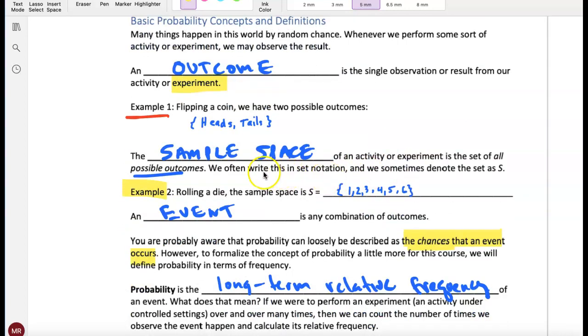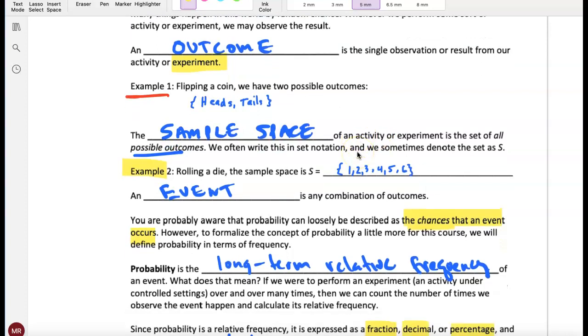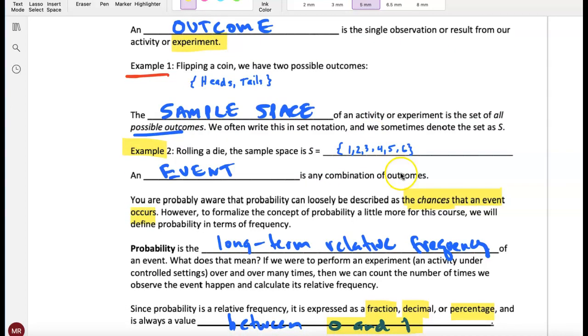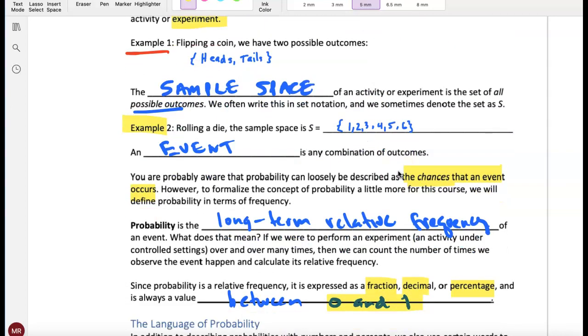And so the sample space, of our activity or the experiment, is the set of all possible outcomes. That's the sample space, right? The space that contains all the different results we can get. Almost like a distribution, but since we're talking about probability, we use slightly different terminology. Rolling a die, like in example 2, has the outcomes or sample space of 1, 2, 3, 4, 5, or 6. Those are all the possible outcomes.